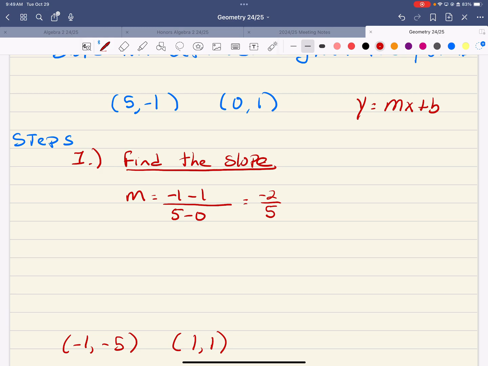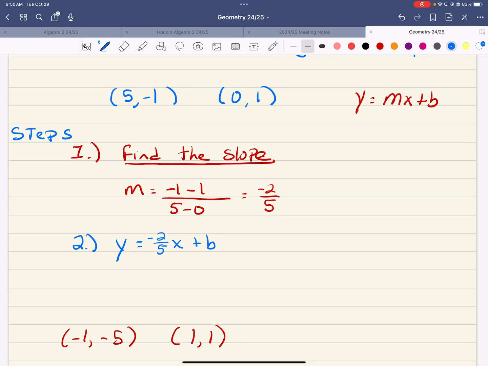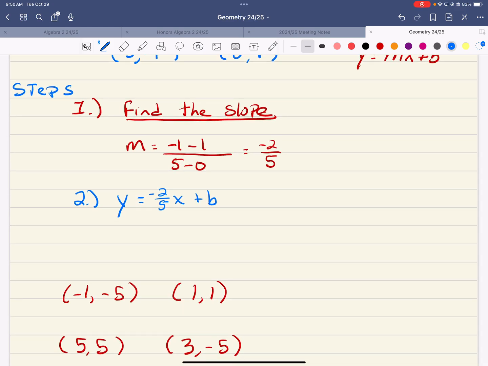Step 2, you're going to write the equation with the slope in there. So y is equal to -2/5 x plus b. So all I've done is I've written it in slope-intercept form and just put the slope in there with what I knew that slope was.